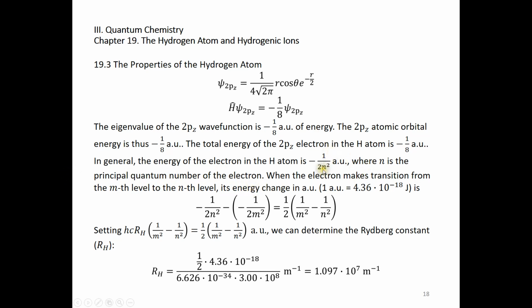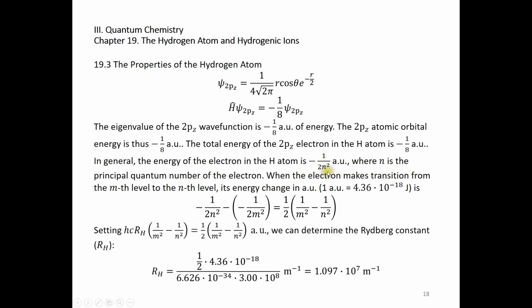So if you have n equals 1, it's negative 1/2. When n is 2, negative 1 over 8. n equals 3, like a 3d electron in the hydrogen atom, it's going to be negative 1 over 18. What if you promote the electron to the 4f orbital? The energy is negative 1 over 32.